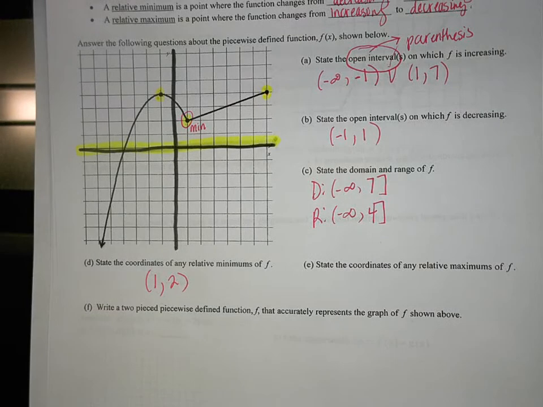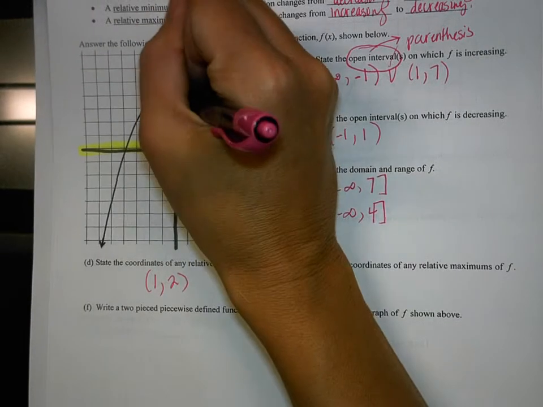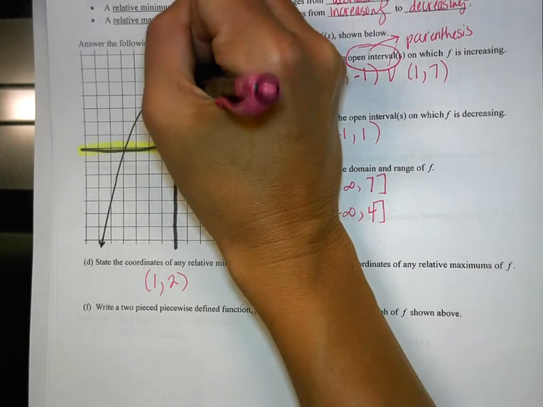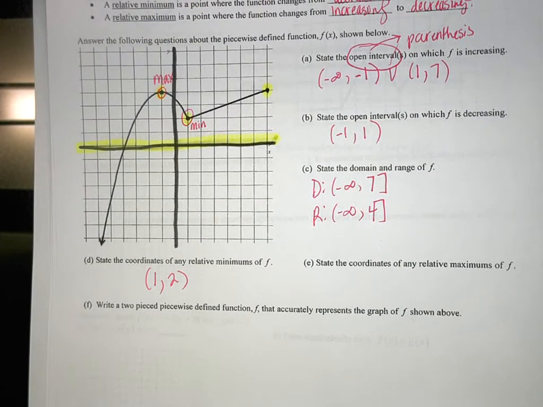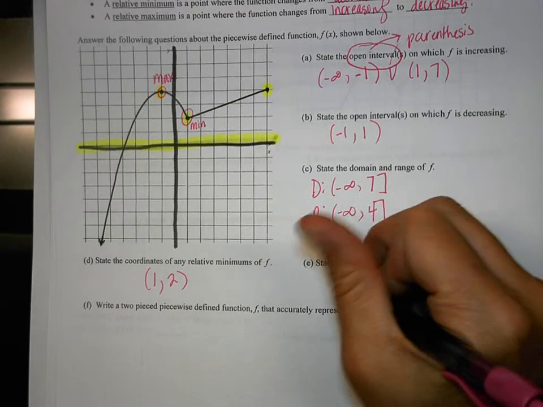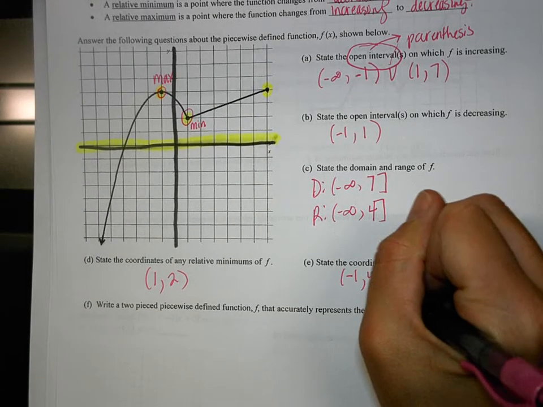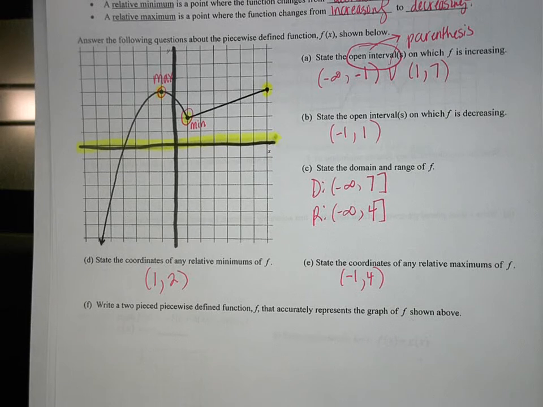Okay, what would be the coordinate? Is there a maximum on here? Yes, so this is a maximum, a relative maximum, and what's that coordinate? Good, negative 1, 4 is correct. Okay. Does anybody have questions about those? Oh, okay, good. Yeah, good question.